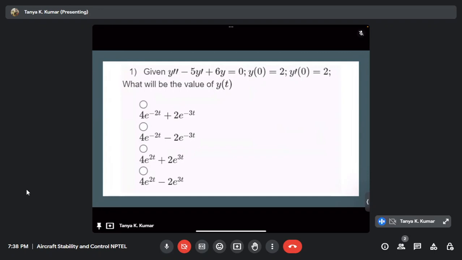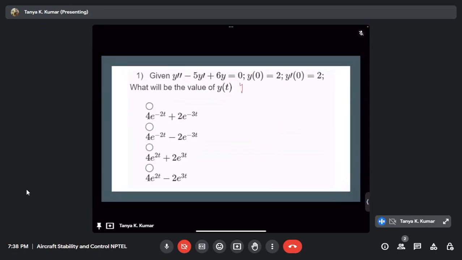So what you do, you take y of t equal to e power at. Now substitute this value of y into this differential equation and try to solve it. If you substitute it into the differential equation, you get your characteristic equation. What do you get? a square minus 5a plus 6 equal to 0. This is your characteristic equation.